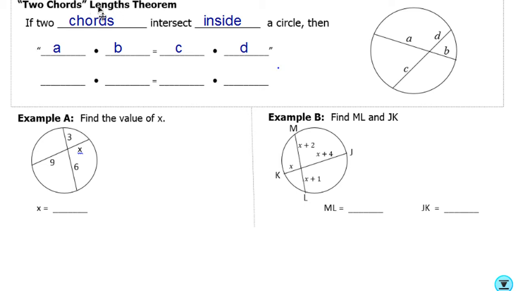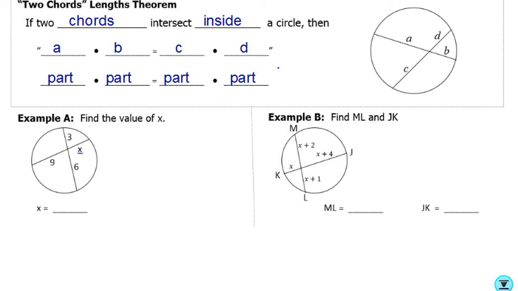So the first scenario is 2 chords inside the circle. This just looks like 2 chords crossing each other inside the circle. To solve for the lengths of these chords, you can do A times B is equal to C times D. A way that I think of this is part times part equals part times part.